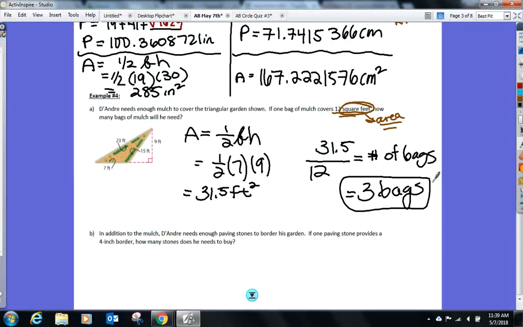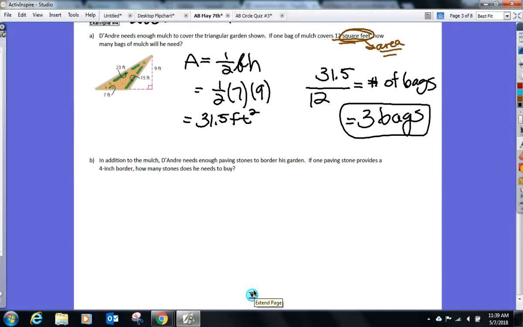And finally, he's a master landscaper. Now he's going to pave or border his garden with stones. Every stone's going to cover 4 inches. So now we're not going from area, we're talking about perimeter. Yep, this is going to be perimeter. This is an easy one here, right?